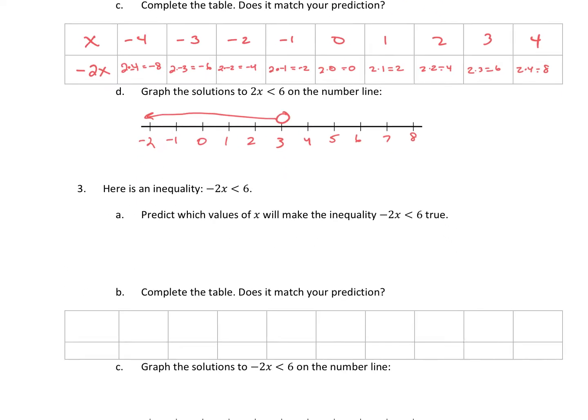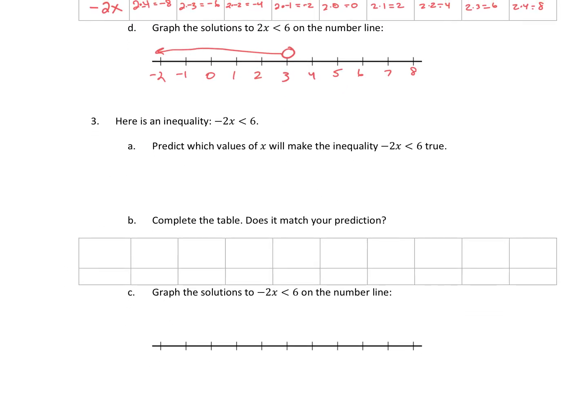All right, let's look at question 3. Question 3, similar, but now we're looking at a negative 2x. So again, I noticed the table is not filled in for you, so let's go ahead and fill that table in. So here we have x, negative 4, negative 3, negative 2, negative 1, 0, 1, 2, 3, and 4. This time we're using negative 2x. So let's reason this one out together.